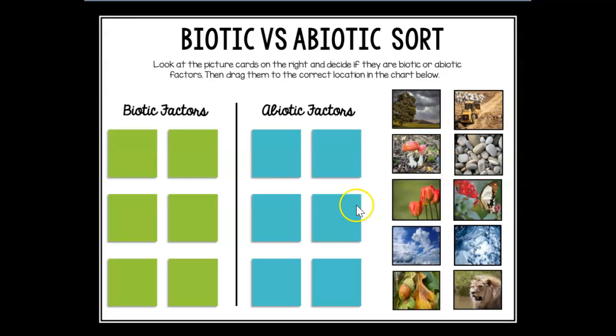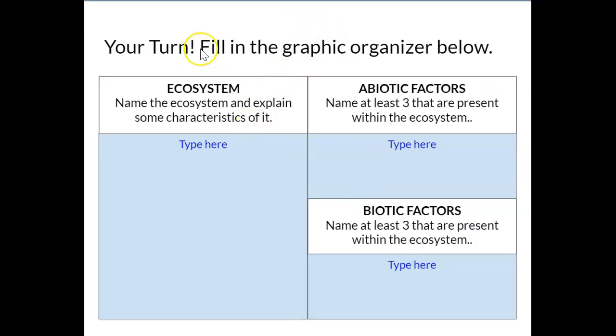Just FYI about that. And then for the last little bit, you're going to go ahead and apply what you know. You're going to name an ecosystem so you can utilize your ecosystem notes from earlier. You're going to explain some characteristics of the ecosystem and then name at least 3 abiotic and 3 biotic factors within that system. Of course, let me know if I can support you in any way and go ahead and get started on that practice.